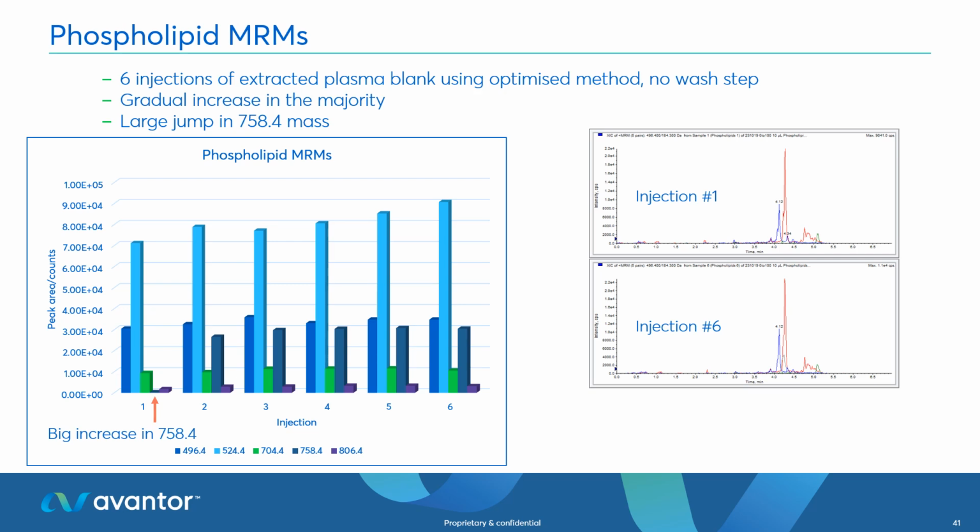It's interesting to note that as we then go on to the second injection, the difference in height for the 496 peak is minimal. There is an increase on the 524 peak, and the 524 peak seems to gradually increase as we increase the amount of plasma that we've injected going through that methodology. Similarly with the 704 peak, we see a small rise. It's fairly detectable. It's relatively low concentrations compared to the others. But where we do see a big difference is in the 758.